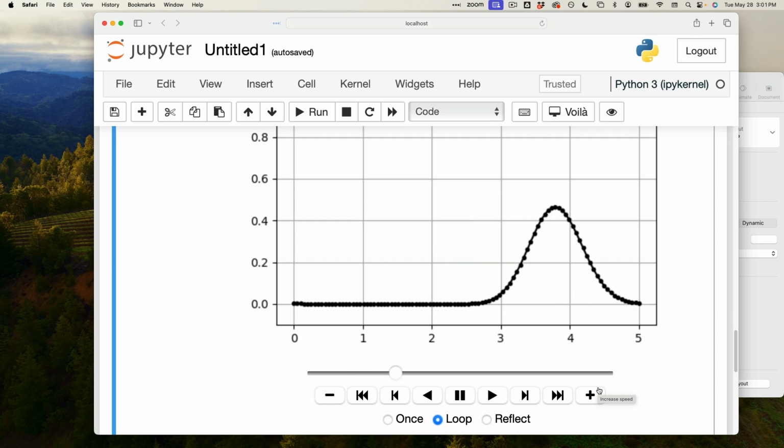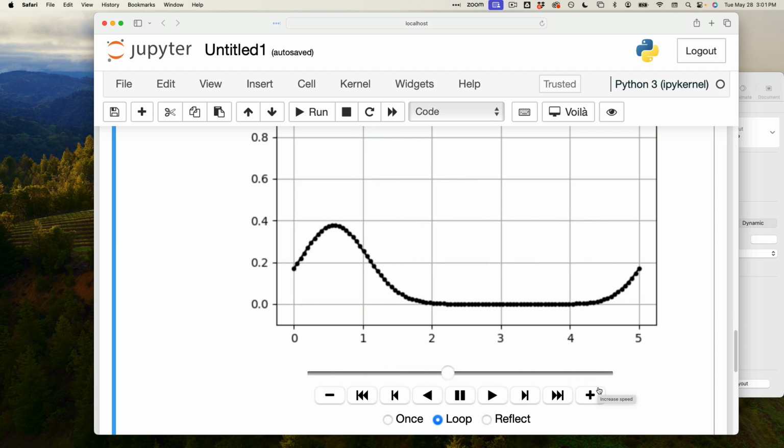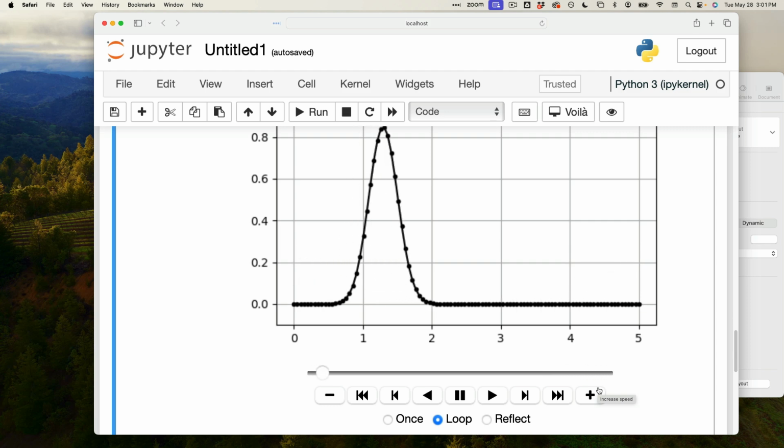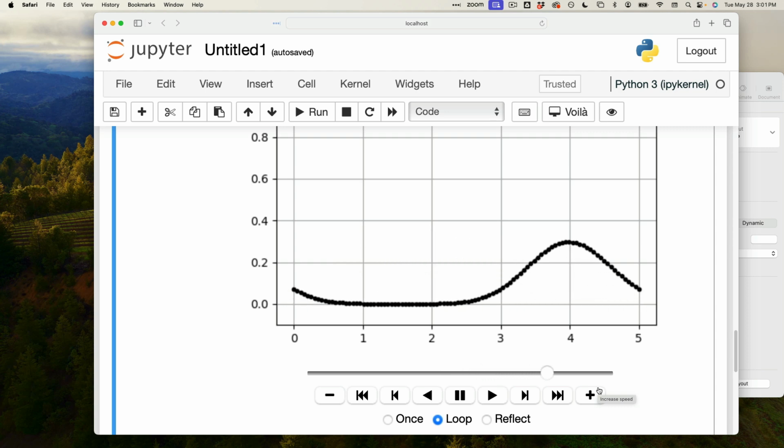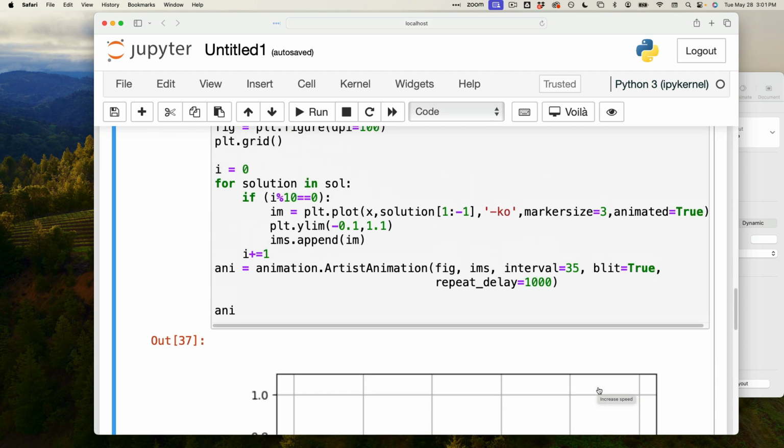Okay, so forward FTCS on advection is unconditionally unstable. FTUS on advection is stable so far, but it's diffusive. Okay, let's increase our time step a little bit.